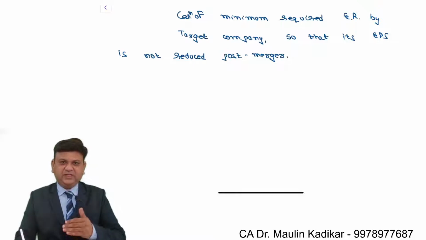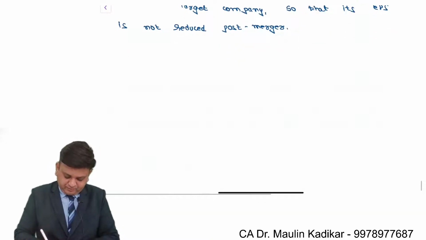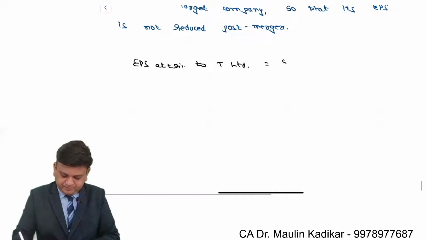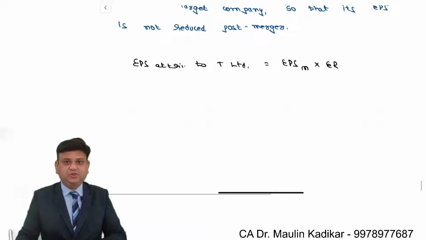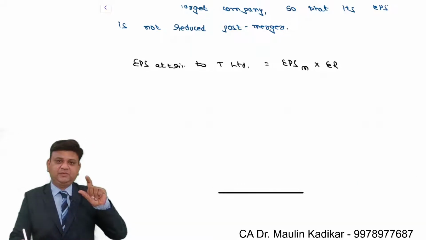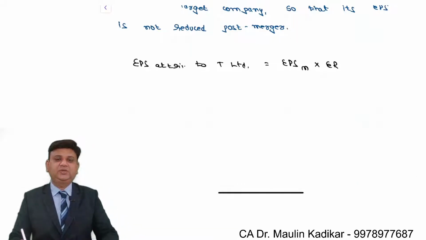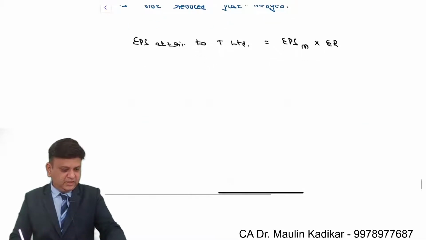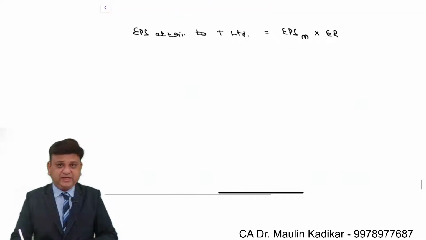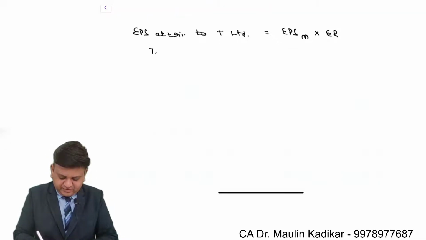Dear students, we understand like this: EPS attributable to T Ltd is EPS of the merged firm into exchange ratio. Whatever is the EPS of the merged firm into exchange ratio is EPS attributable to T Ltd. We understand that as far as T Ltd is concerned, it requires the EPS of at least 7 rupees 50 paise after merger.